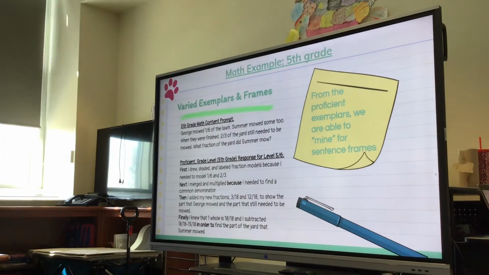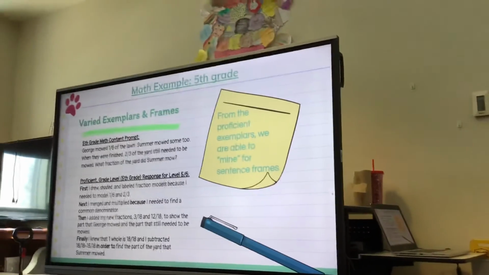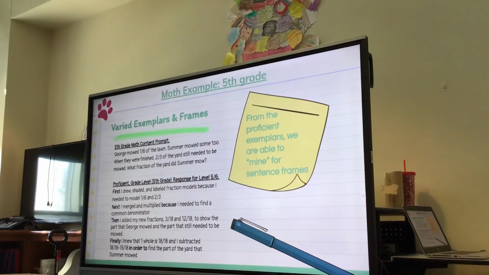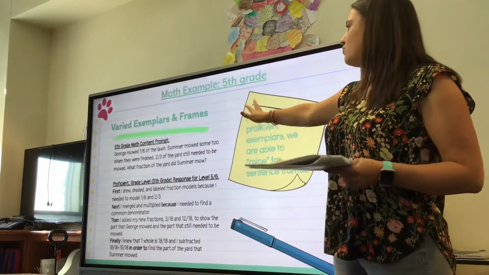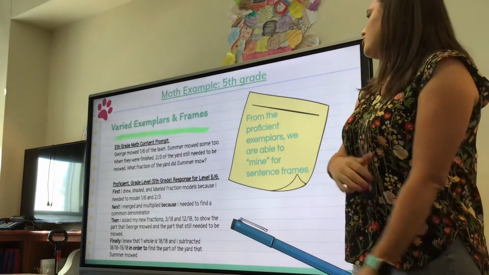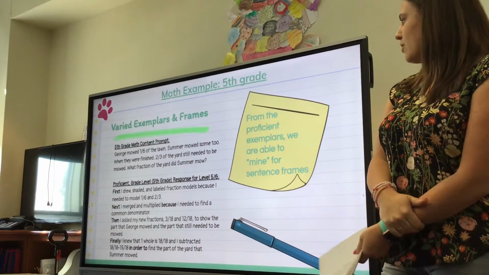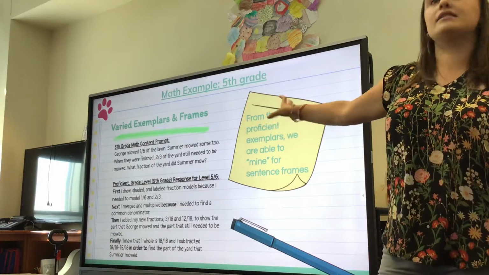Yeah. So something that I did then was pull out some of these exemplars and the frames for you. And here's the prompt that I couldn't remember off the top of my head. George mowed 1/6 of the lawn. Summer mowed some too. When they were finished, 2/3 of the yard still needed to be mowed. What fraction of the yard did Summer mow? And so that's the content, that's the math.